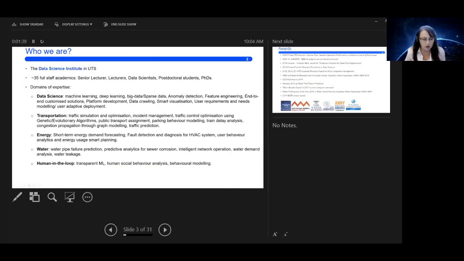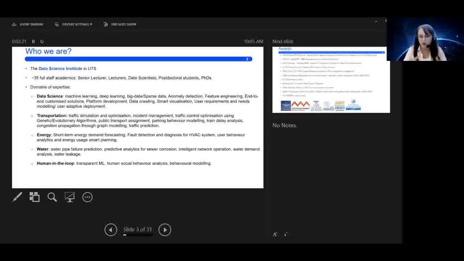So without further delay, we are part of the Data Science Institute. 2 years ago, UTS put this Data Science Institute together, and there are almost 35 full-time staff academics in there with different domains of expertise. The core expertise of the Data Science Institute is mostly around data science. So there are people who investigate and do a lot of research on how to invent the best machine learning algorithms, deep learning, how to apply all sorts of anomaly detection methods, right? And mostly all the hardcore data science part.